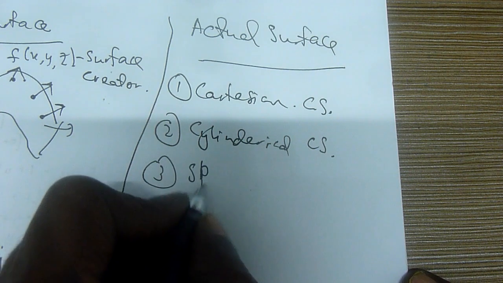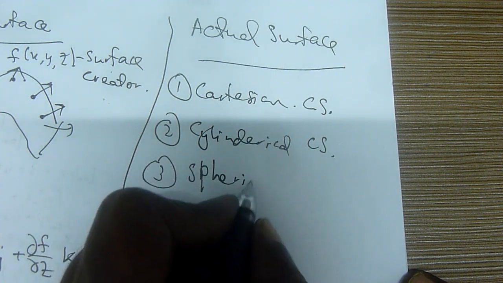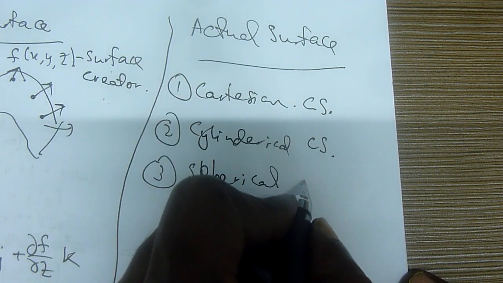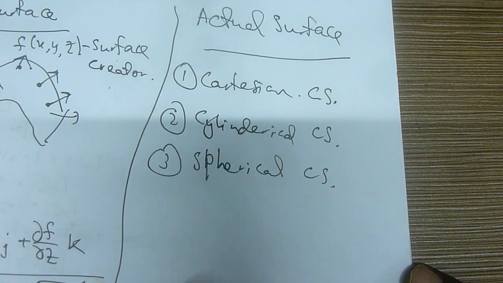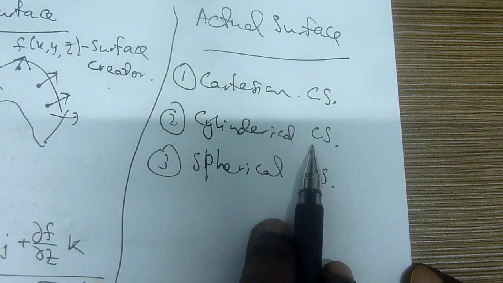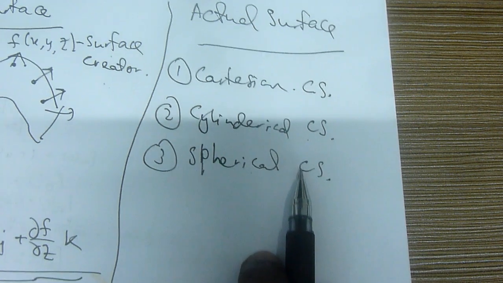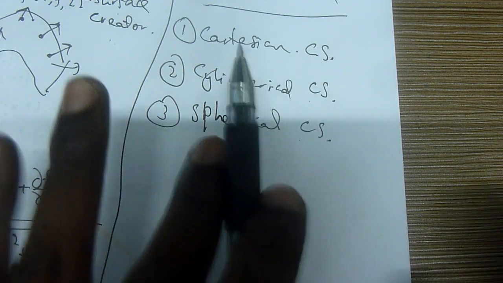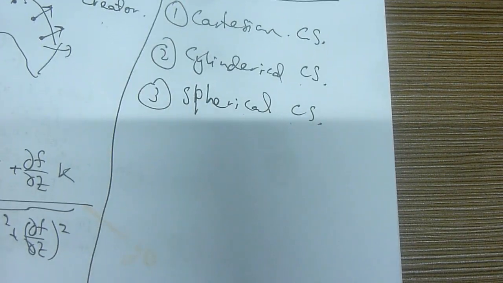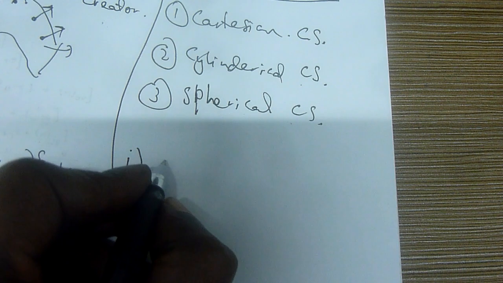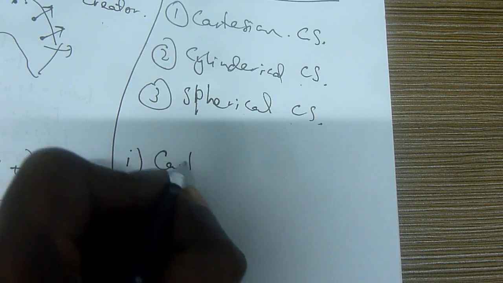Wow, this is all we're going to combine. I already told you before, we're going to combine all the things that you learned before. Therefore the actual surface can be a Cartesian coordinate system, cylindrical coordinate system, or spherical system. Let me introduce to you one by one. Here also I'm introducing to you step by step whatever you already learned before. The first portion we call the Cartesian.